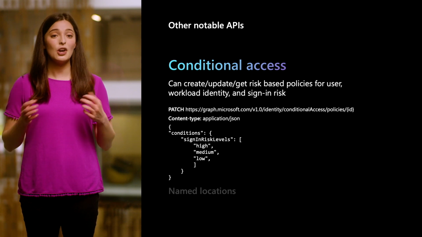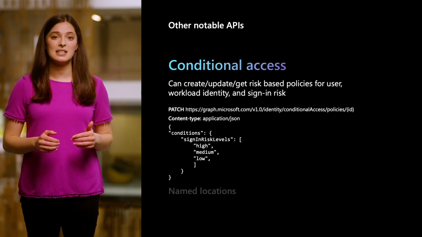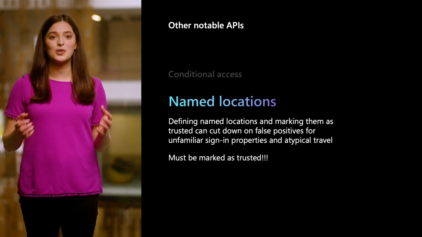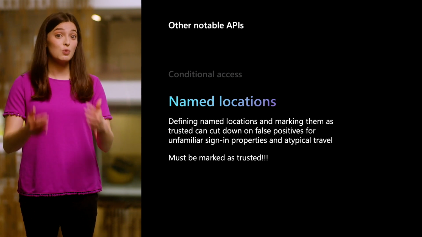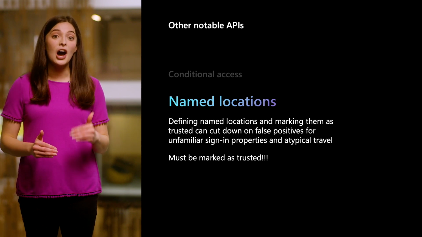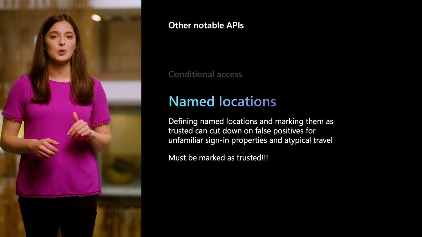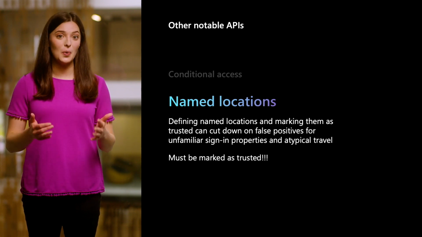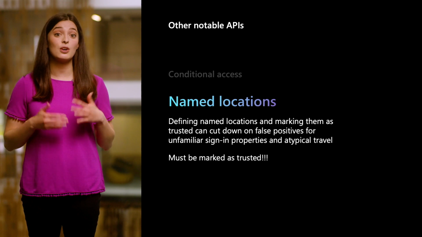This is super important to ensure that our customers and you are quickly responding when we do detect risk. The other component is using the API to set named locations. Named locations allows you to configure certain locations and mark them as trusted so that we take that feedback and can cut down on the false positives for atypical travel and unfamiliar sign-in properties. If you're noticing a lot of noise in identity protection, this can be a great step to cut down on it. So Eitan, what should we do next?